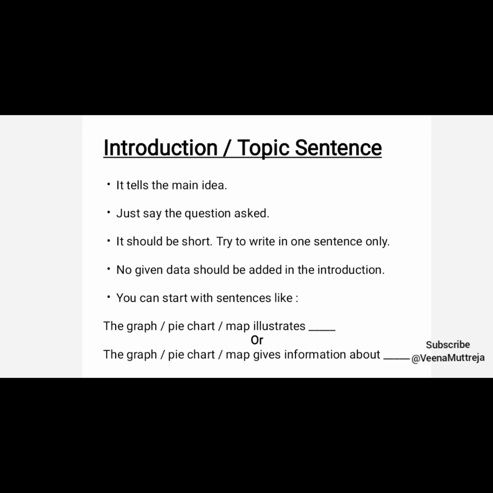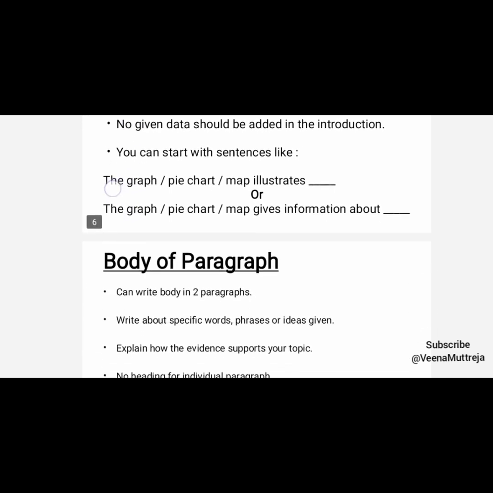You can start with sentences like the graph, pie chart, map, illustrates, whatever the question is, you have to write here. Or you can use this sentence also. The graph, pie chart, map gives information about whatever the question is about. I think introduction must be clear to you, how to write. Second part is body of paragraph.